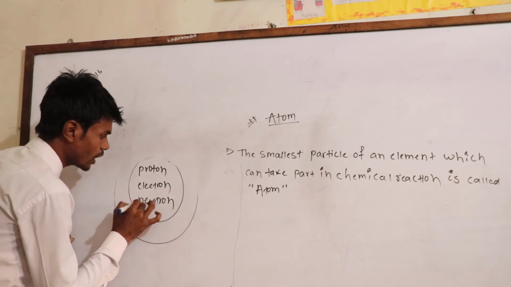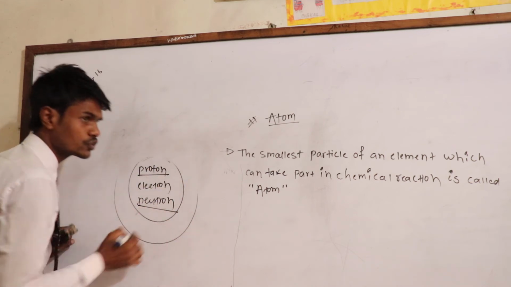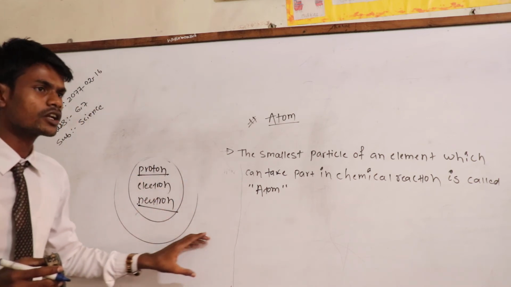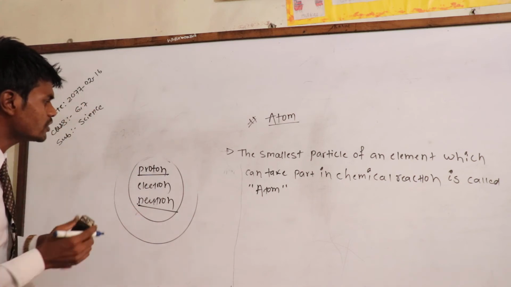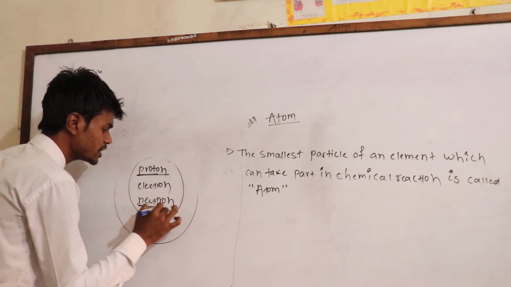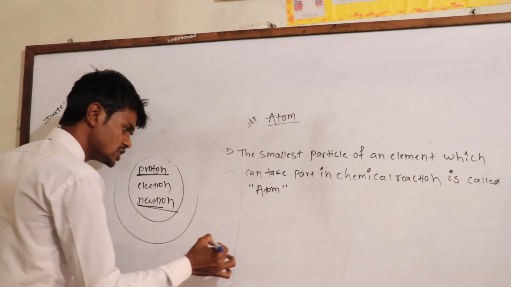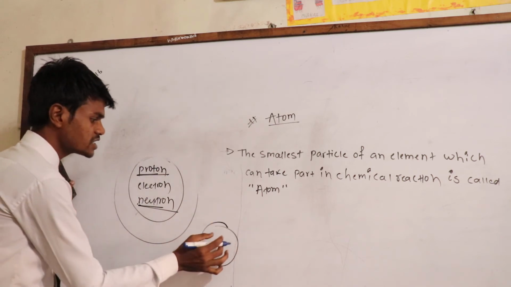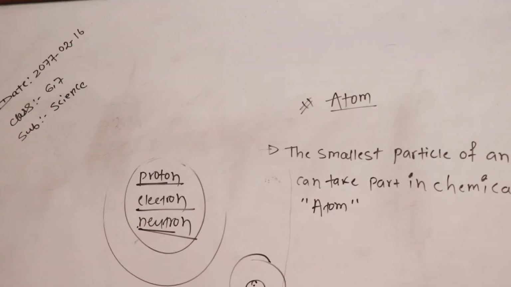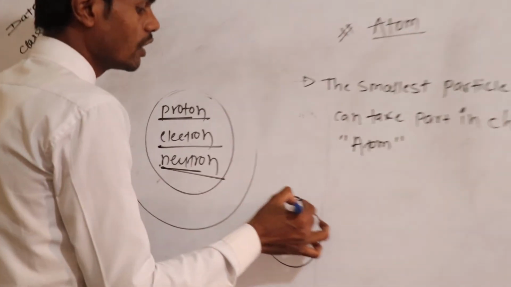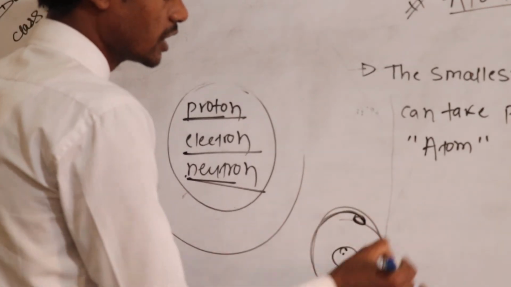Among these particles, proton and neutron are situated in the center of the atom. Proton and neutron are always situated in the center of the atom. But electrons always revolve around the nucleus. Understand? Nucleus.